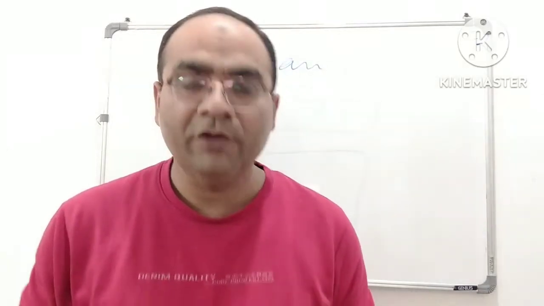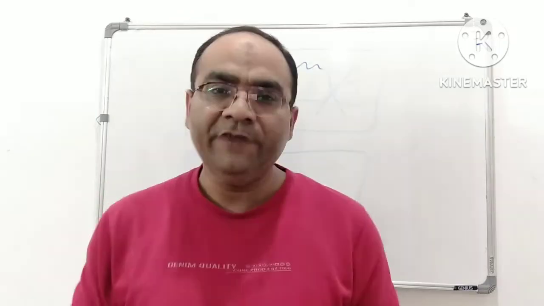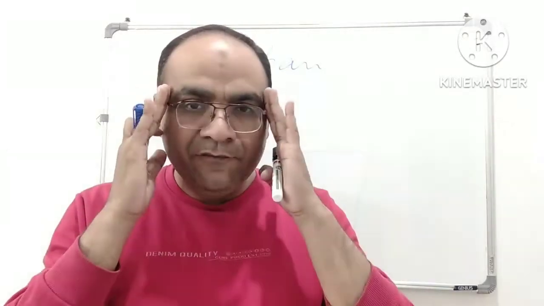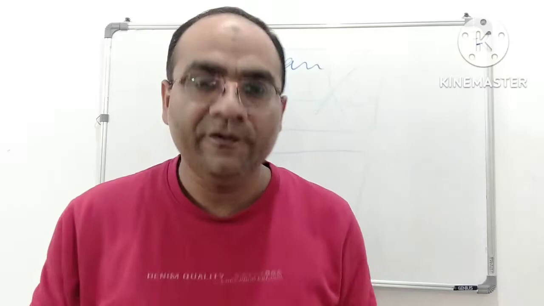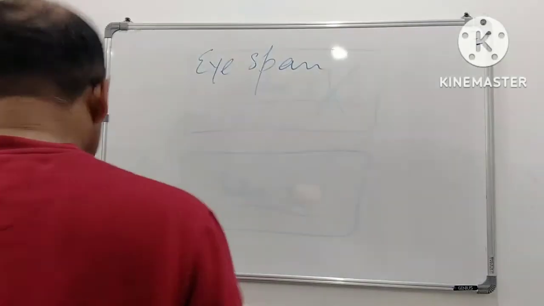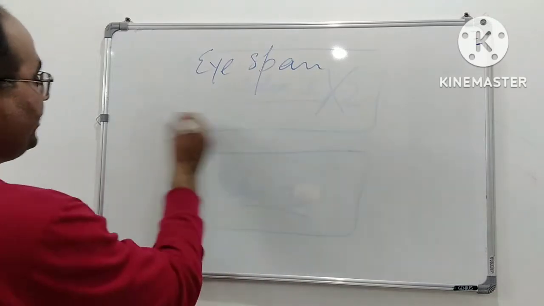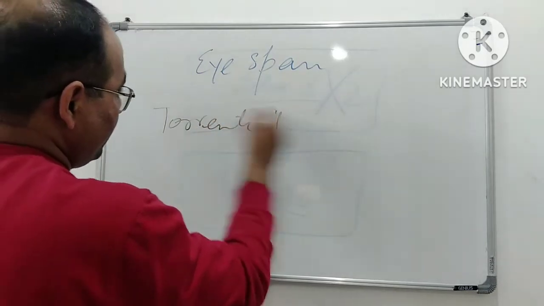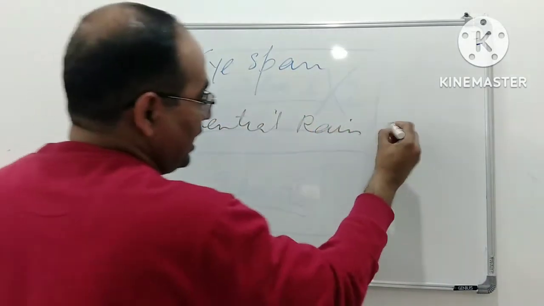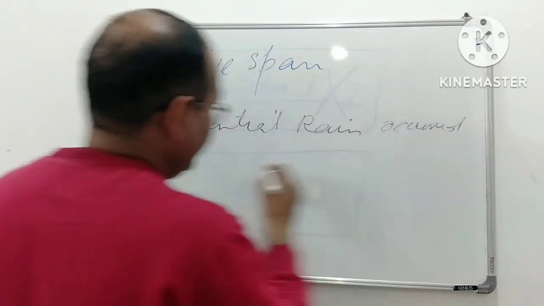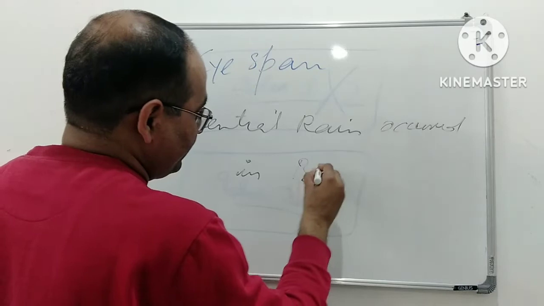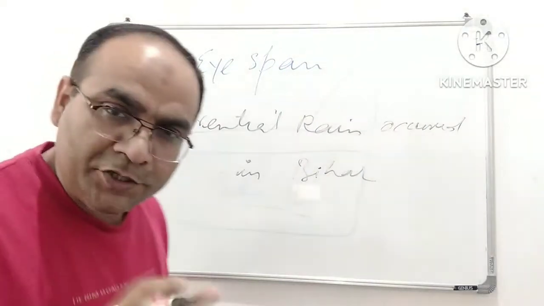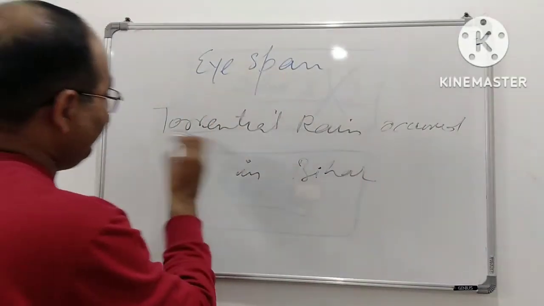But this is not the right way of reading any English content. If you want to read that content fast, you have to increase the eye span. Means one eye span is one area in which you read one line. Sometimes let's say you have something written like torrential rain occurred in Bihar. Okay, this is a statement. All right. So what people used to do? People read one by one.